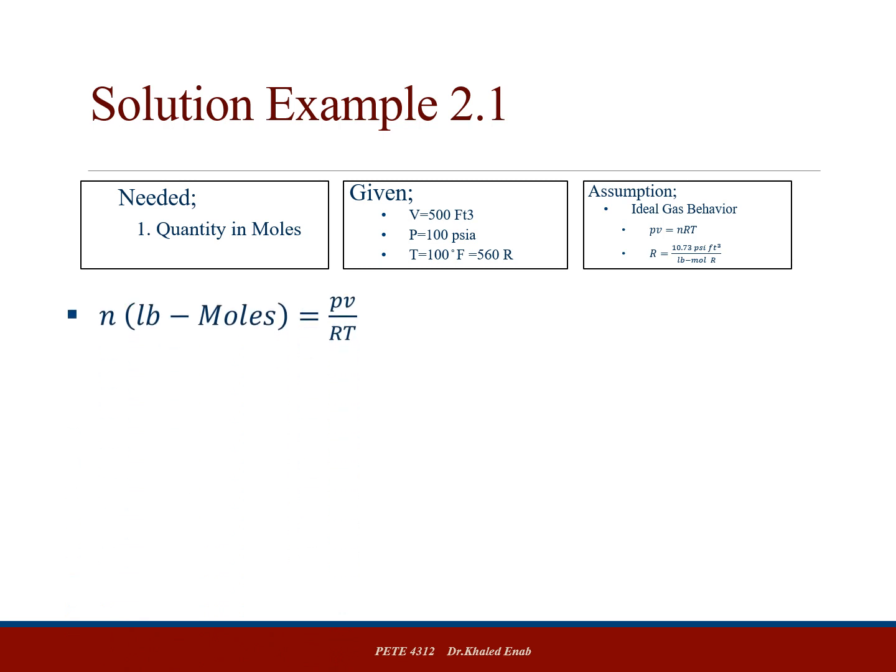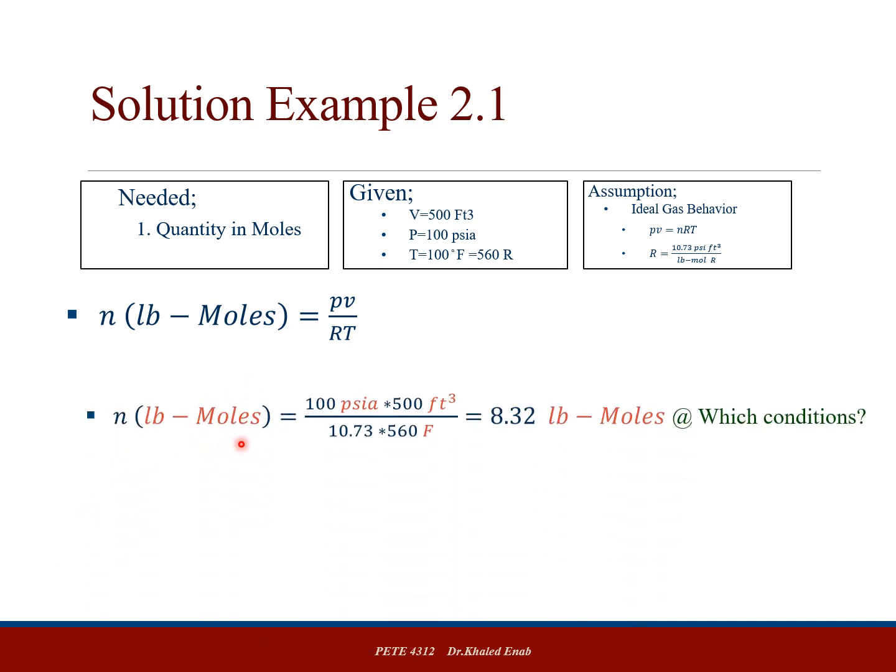So number of moles in pound moles. Why is my unit pound moles? From the gas constant right here. So n would equal, from here, PV divided by RT. So n in pound moles would equal 100 psi, the pressure, times 500 cubic feet, divided by 10.73 times 560. This is not standard condition. So we have 8.32 pound moles under this condition.